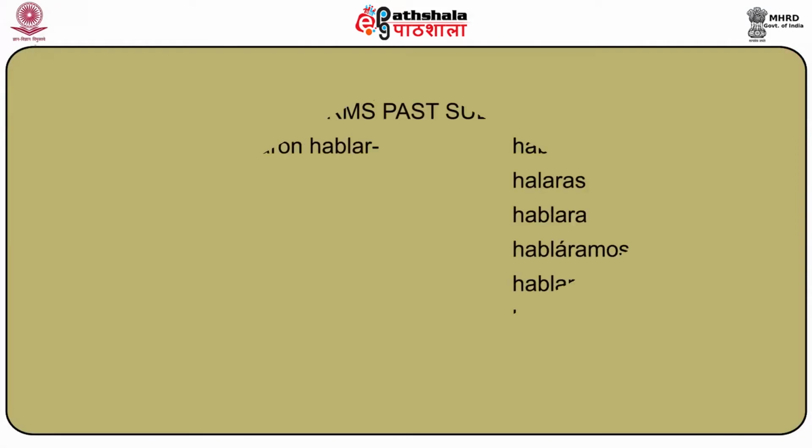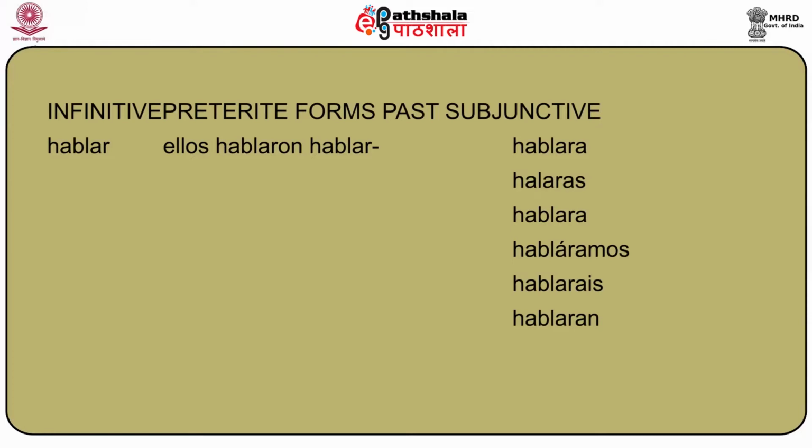For AR ending verbs, example hablar, the infinitive form is hablar, the preterite form in third person plural is ellos hablaron. So if we remove the ron, then the stem remains habla and we can add the endings of the imperfect subjunctive, and thus the conjugations in the imperfect subjunctive are hablara, hablaras, hablara, habláramos, hablarais, hablaran.